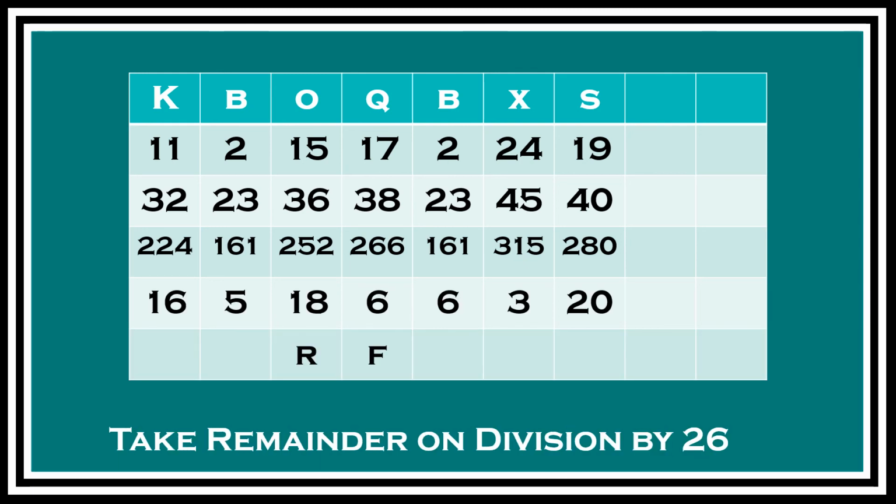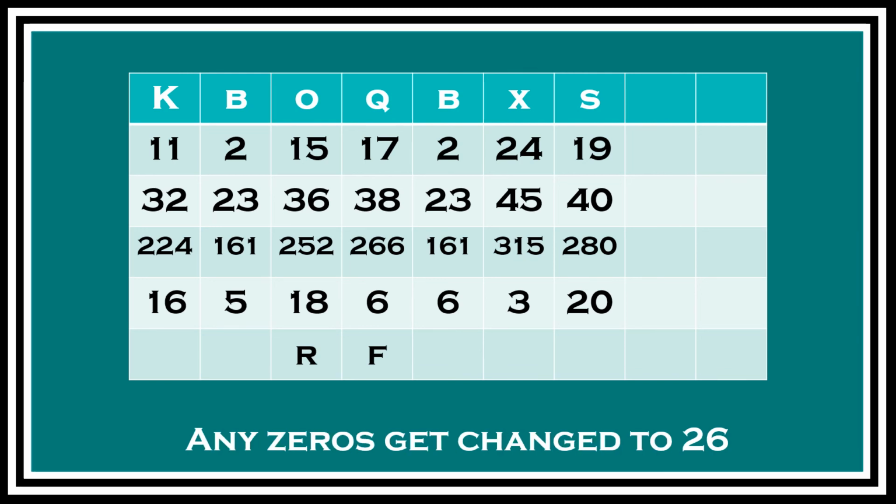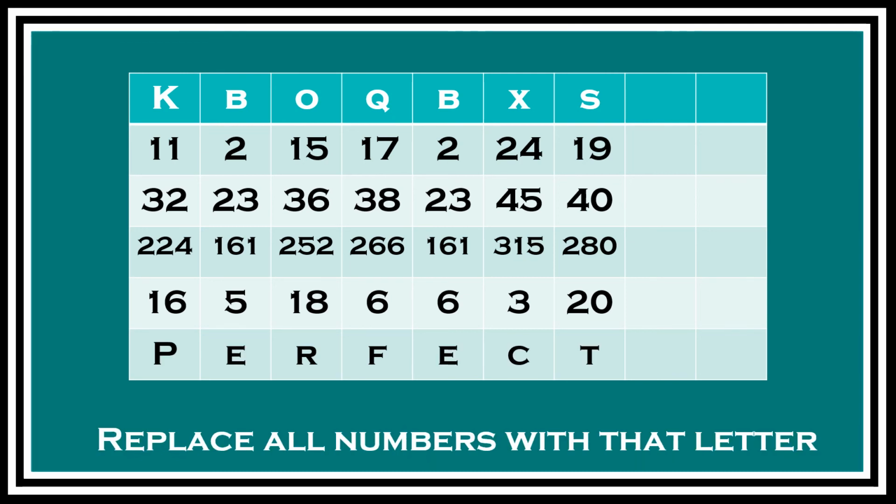Then we need to take the remainder on division by 26, and if there are any zeros in that fourth row, which there are not, but if there were any zeros, they'd be changed to 26. And we need to replace all numbers with the corresponding letter in the alphabet.